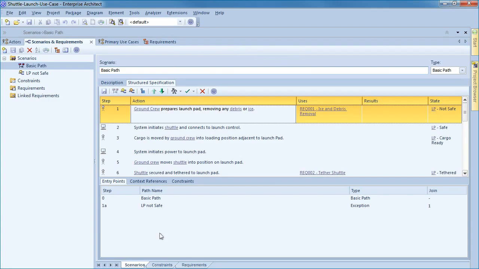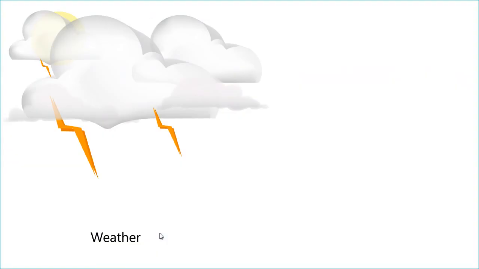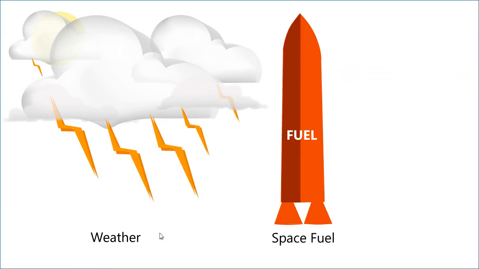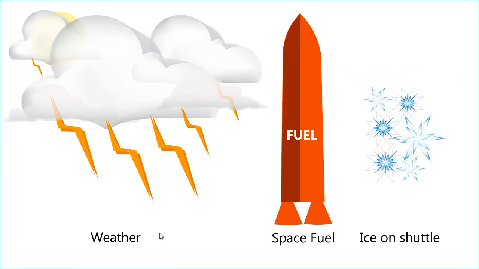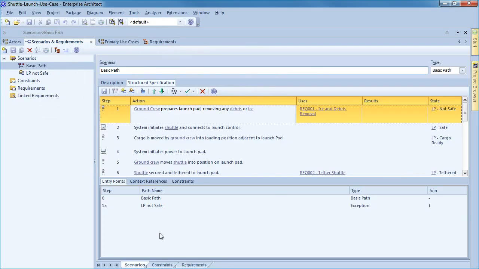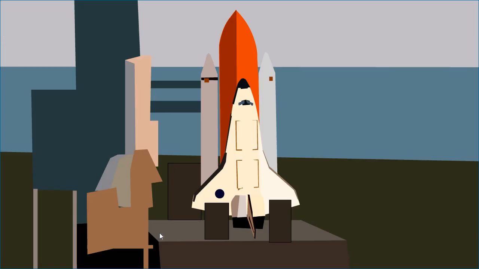There are a number of steps that need to be modelled in order for the shuttle launch to be timely, cost-effective, safe, and meet overall mission objectives. Mission control needs to consider factors such as weather conditions, fuel delivery, and ice and debris removal before a countdown can even commence. Enterprise Architect can model structured scenarios and automatically generate downstream artifacts. This webinar will model a shuttle launch and introduce effective use case analysis.